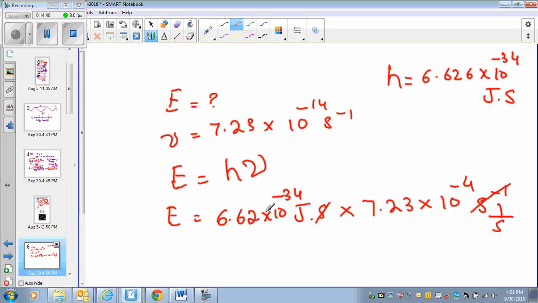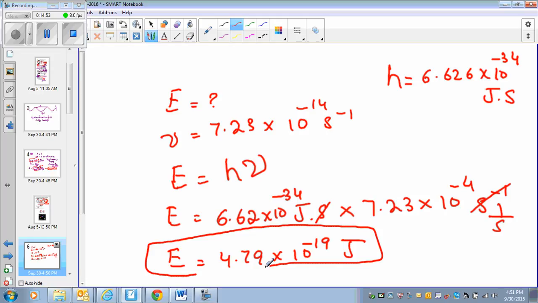Okay, so you multiply the two numbers, and that gives you your answer as E equals 4.79 times 10 to the negative 19 joules. So this is how we calculate the energy of a photon.